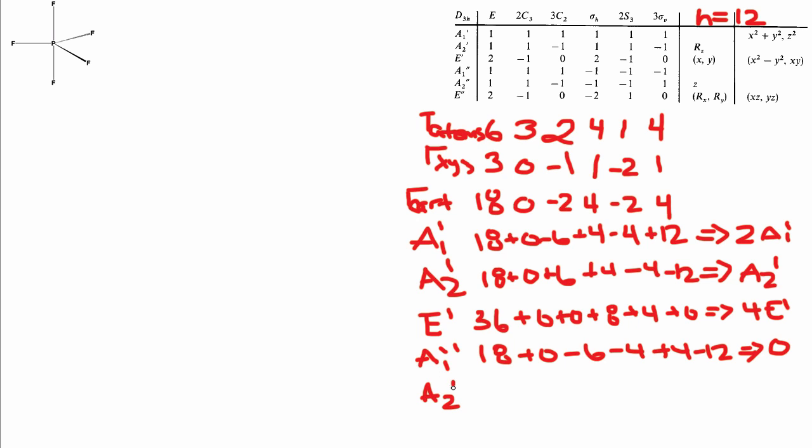Next, we'll look at A2 double prime, and in this case we have a value of 18 plus a value of 0 plus, again, we're going to be switching this negative 6 into a positive 6 because of the negative number, so we're going to have plus 6, and then now we're going to have minus 4 plus 4 plus 12, and that gives us a total of 3 A2 double primes.